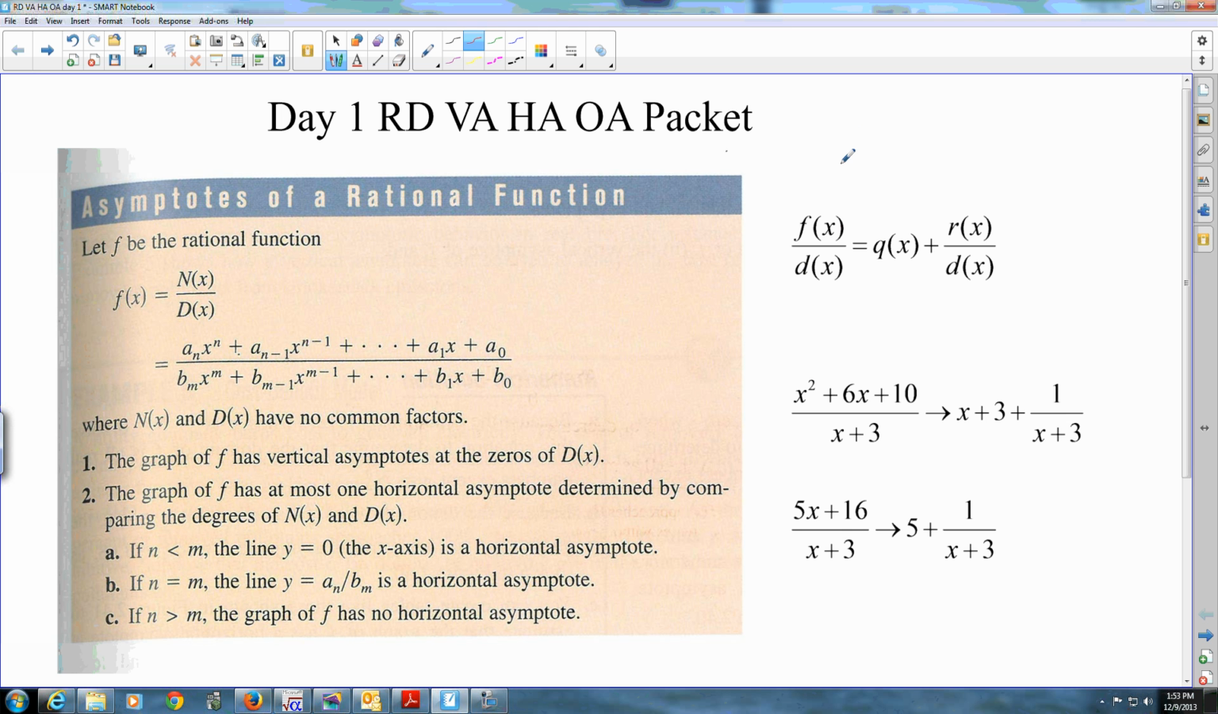Some notation that I'm going to use, so you hear some of the words thrown out at you: you're going to have a removable discontinuity, and that's going to be represented just by the initials RD. I'll explain what that is. It's a hole in the graph, literally as if you had your graph and there was a hole in it. You took a paper punch and punched a hole in it.